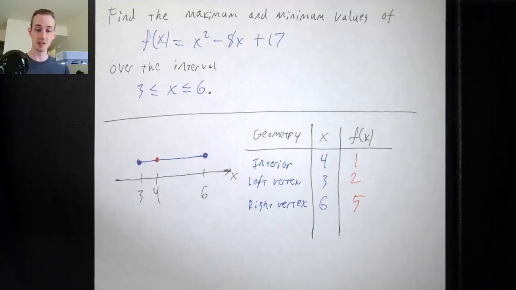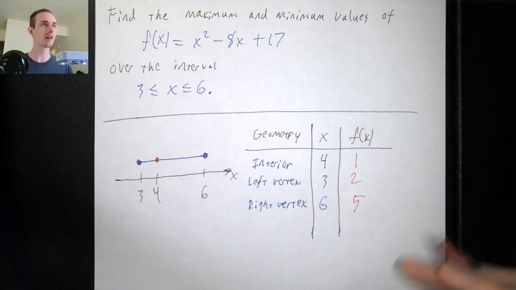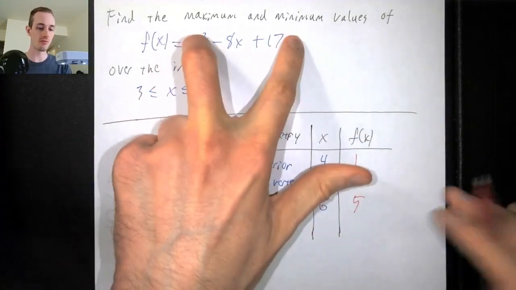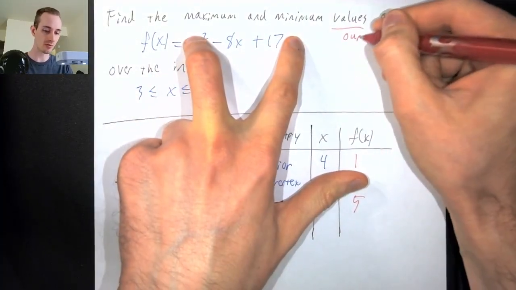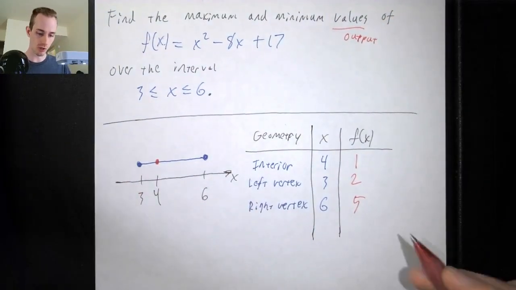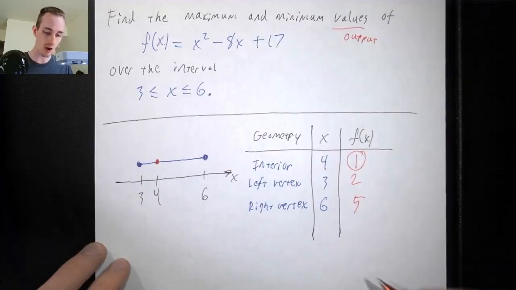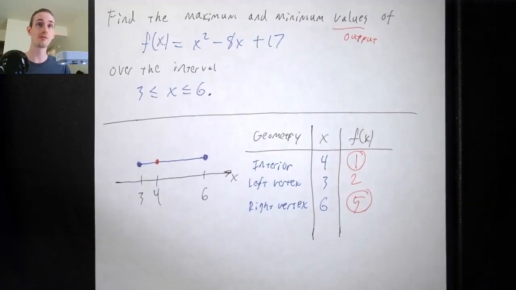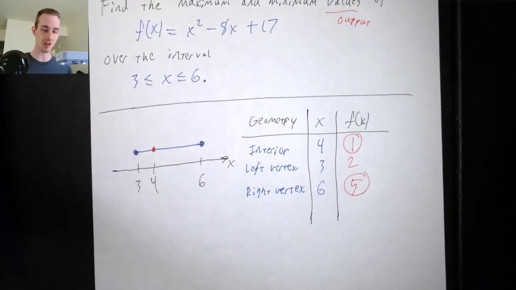All right, and that's all we need to find our final answer. The smallest value on the table is 1. Again, we're looking for the maximum and minimum values, which just means output values. So our smallest output value was 1, and our largest output value was 5. So those are our min and max. Lastly, we can present our final answer.